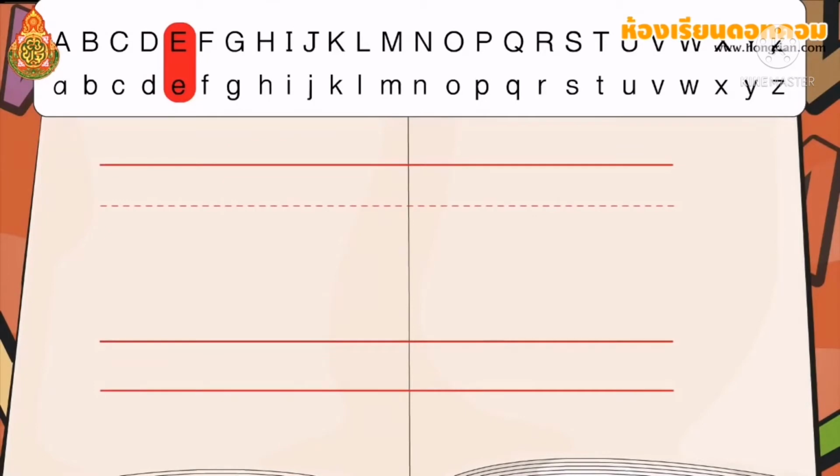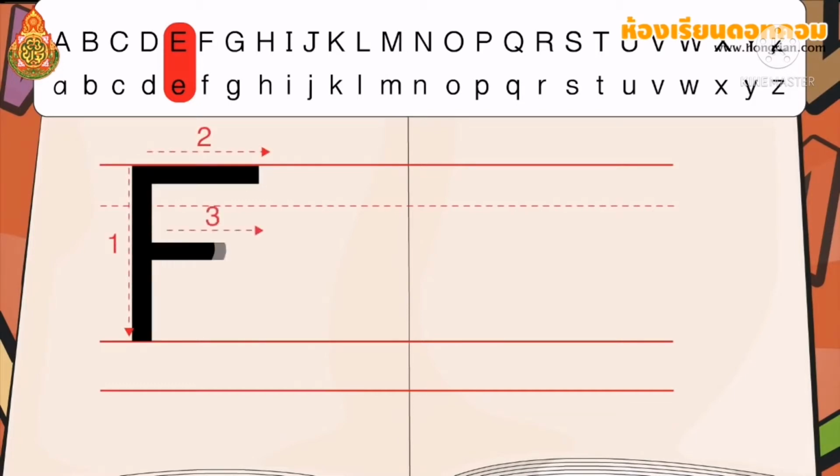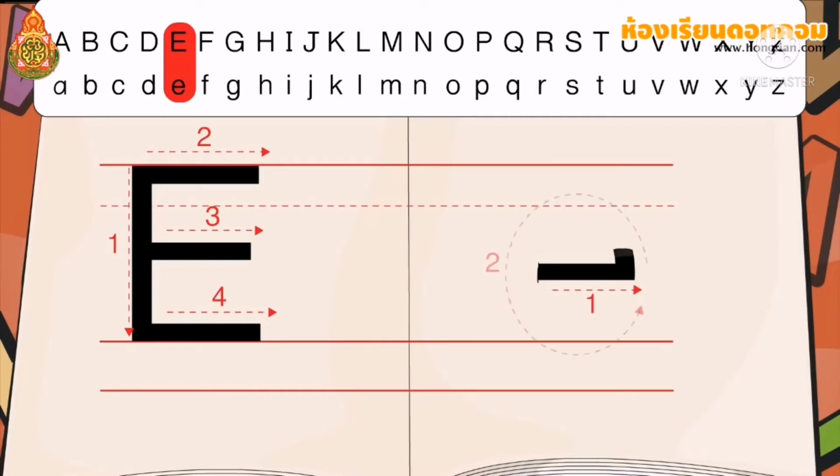Next, capital letter E. Start with 1, 2, 3, and 4. And small letter E. Start with 1 and 2.